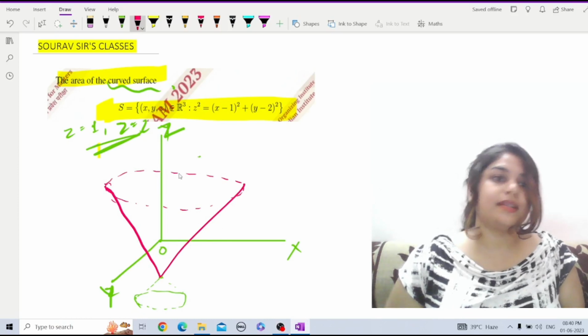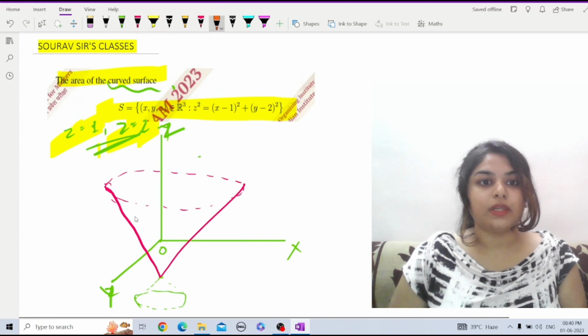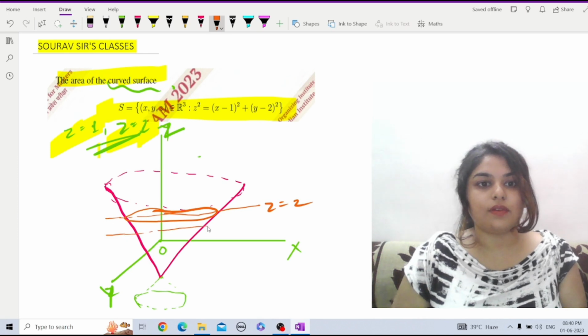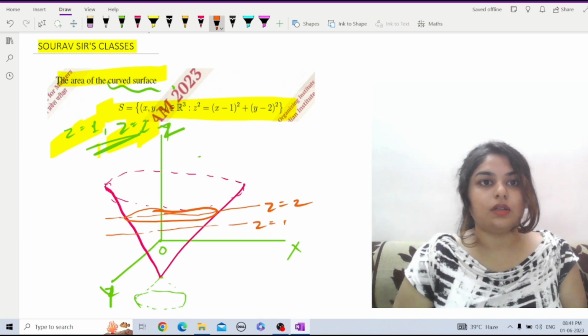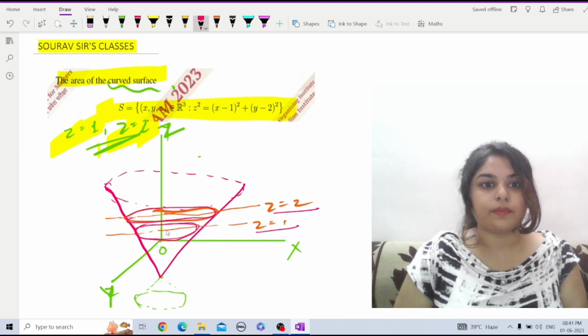Now this cone is bounded by z equals 1 and z equals 2. So if we say here we have z equals 2, we will get one circle, and just here we have z equals 1. Let us use another color. So z equals 2. There are two lines, z equals 2 and z equals 1, and we are getting the surface of the cone here. That is two circles, right? Here to here and here to here.